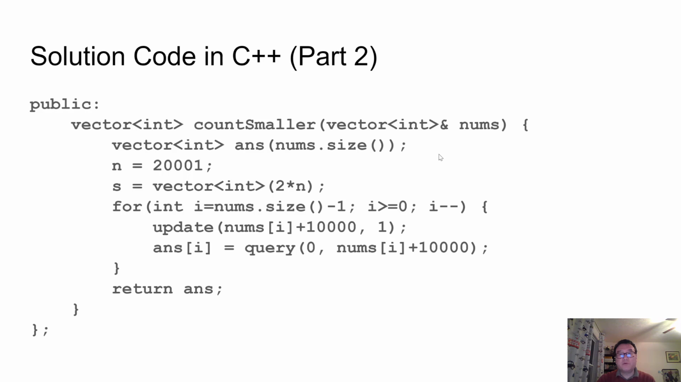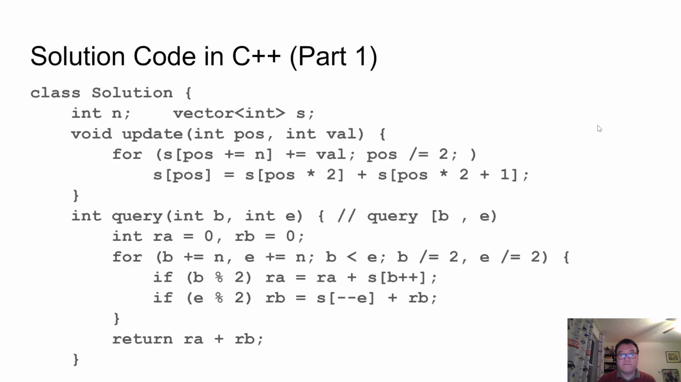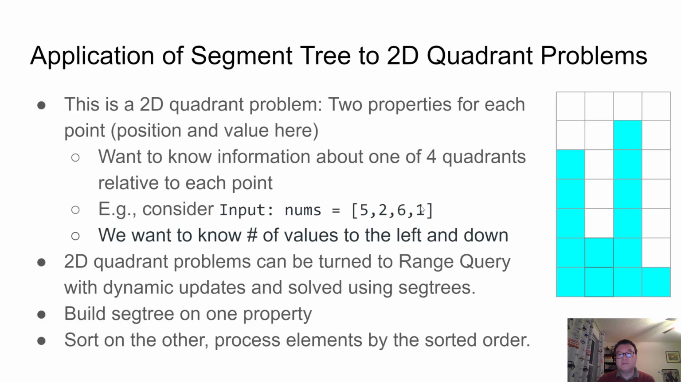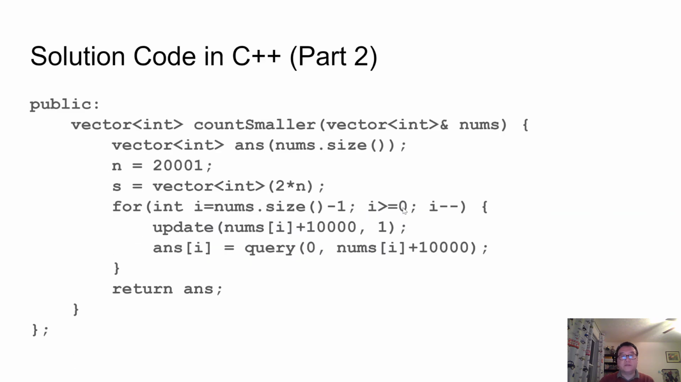Then I will process all the elements, from the end forward. I will first process the last element and add it to its corresponding position in my segment tree. The index would actually be 10,001, because position 0 in the segment tree base array corresponds to the value negative 10,000. So I will add 1 there. And for the next element, I know all the values that have been added to the segment tree are the ones to my right. So the only thing I care about is how many values are less than 6. I can do that using a range query.